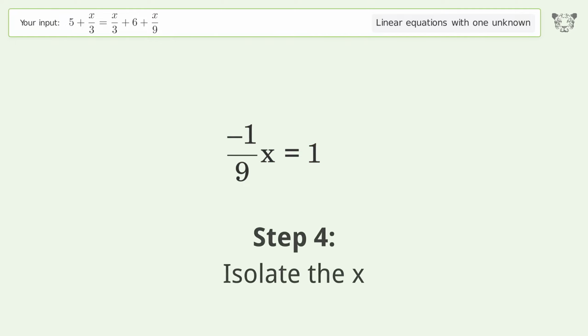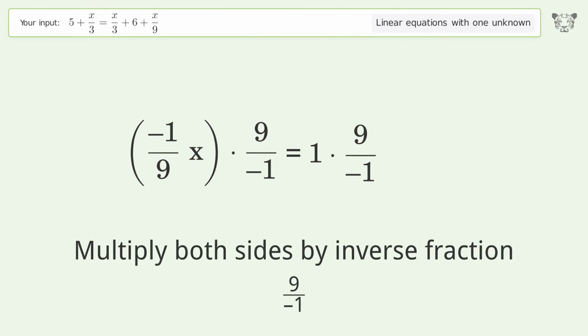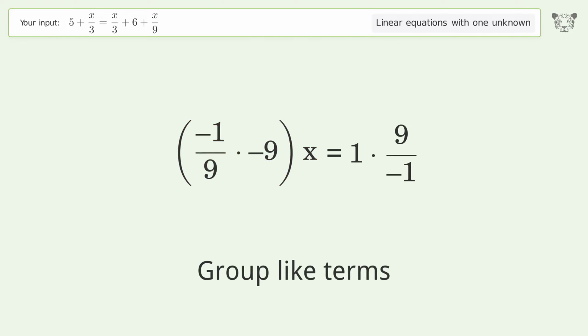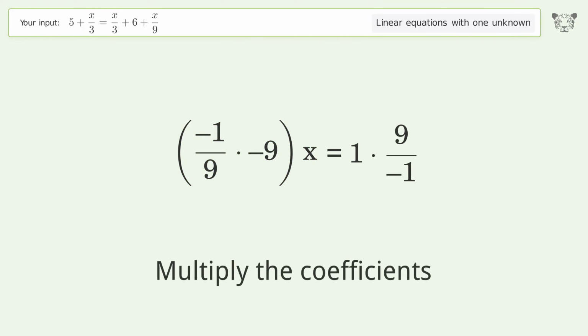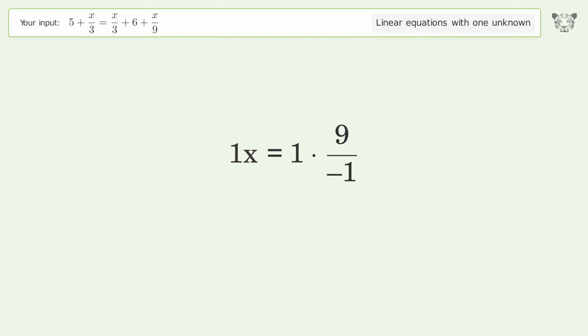Isolate the x. Multiply both sides by inverse fraction 9/-1. Group like terms. Multiply the coefficients. Simplify the arithmetic. And so the final result is x equals -9.